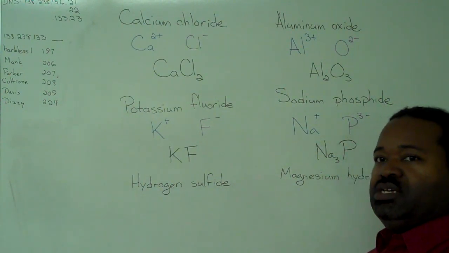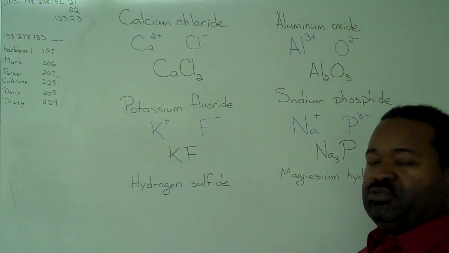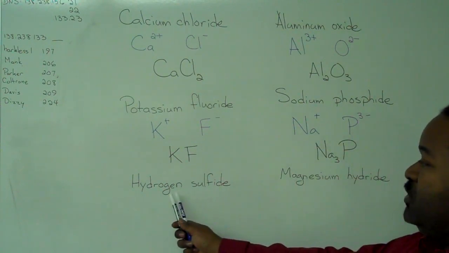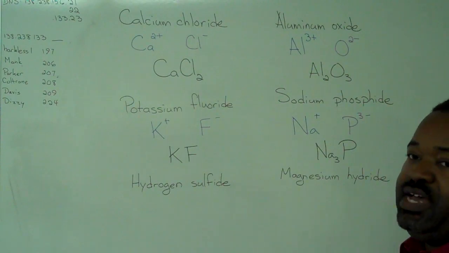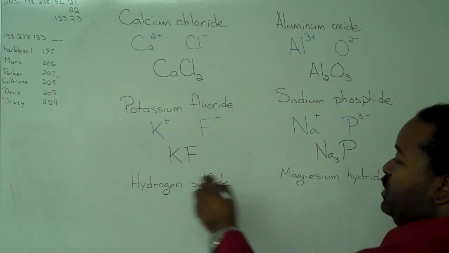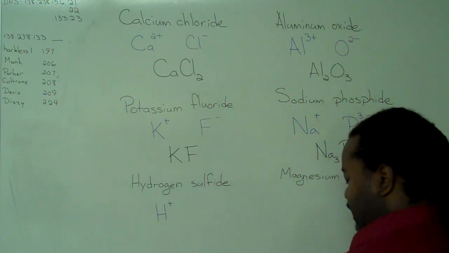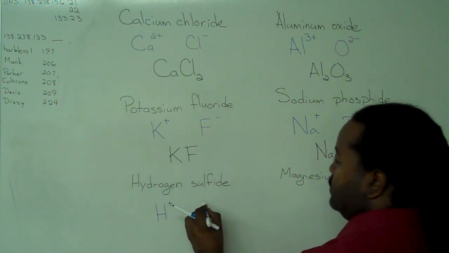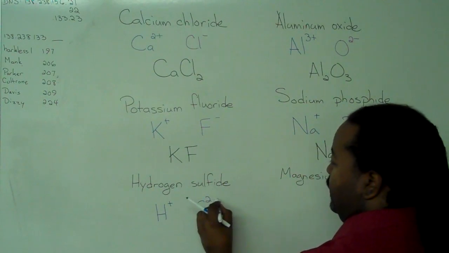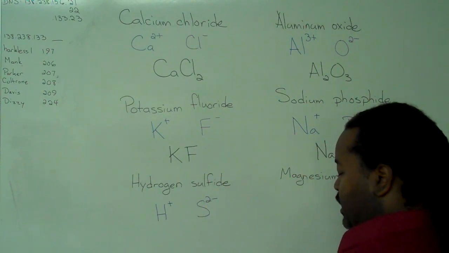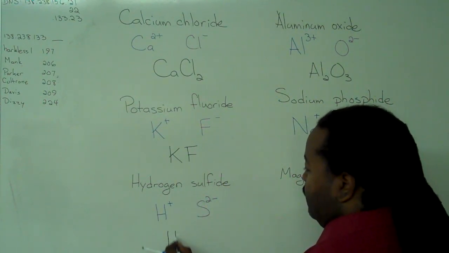Hydrogen is a bit unique in that it can gain 1 electron or lose 1 electron. And so in the case of hydrogen sulfide, what we have is hydrogen as the positive ion, so it will lose 1 electron. Sulfur becomes sulfide by gaining 2, and as a result, hydrogen sulfide is H2S.